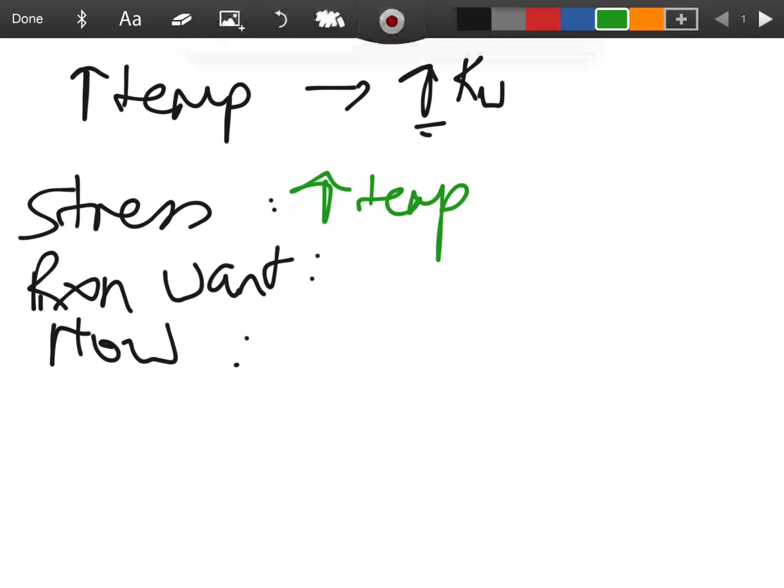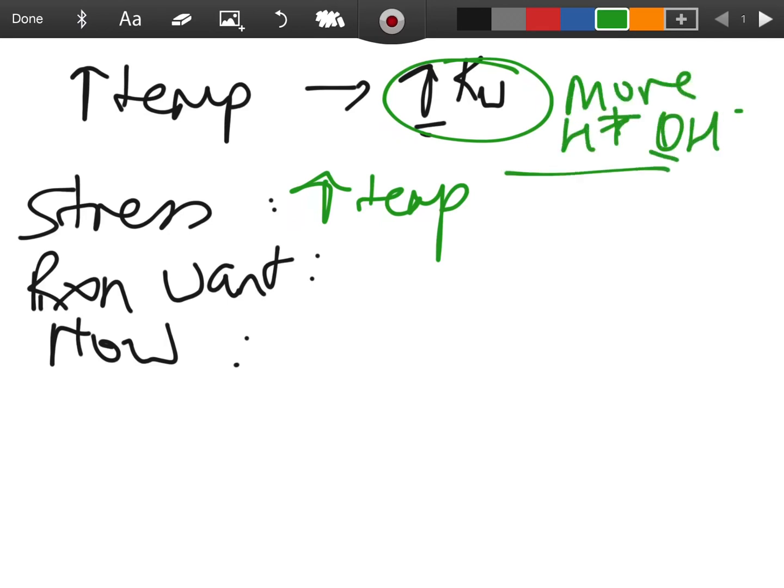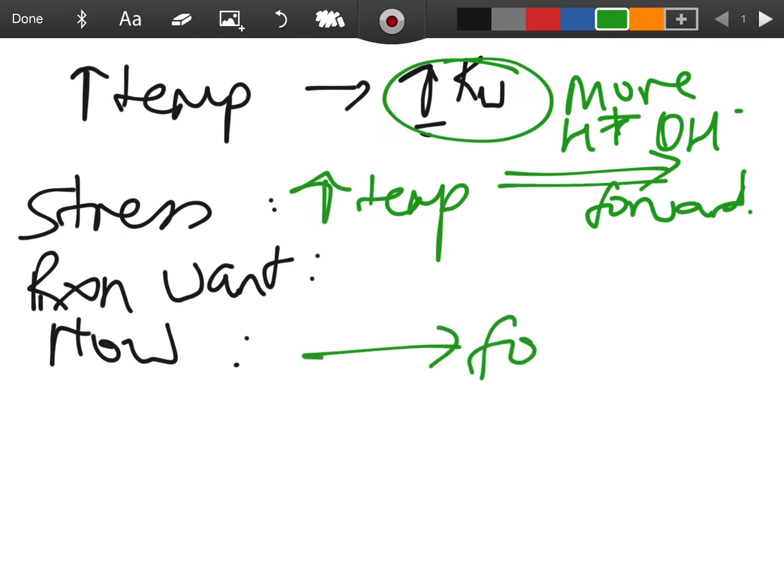Now, what happens as a result of that increase in temperature? Well, as a result of increasing the temperature, the Kw value increases, okay? And what does that actually mean? Well, if the Kw value increases, that means that there are more protons and more OH minuses. In other words, you are favouring the forward reaction, okay? You are producing ions. The water is ionizing into H plus and OH minus. Self-ionization of water, H plus and OH minus. So we are favouring the forward reaction by increasing the temperature, okay? So the forward reaction is favoured as we increase the temperature.